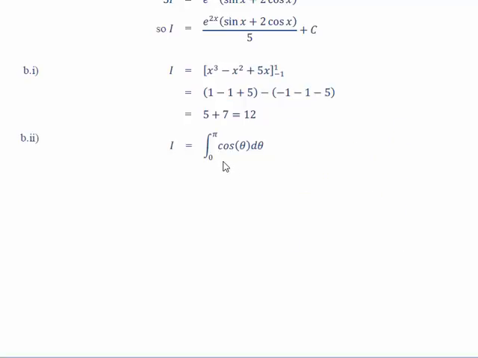So the integral of cos theta from 0 to pi, we're going to do 2 times that from 0 to pi over 2. If you differentiate sine, you get cos, so if you integrate cos, you get sine. The sine of pi over 2 is 1 and the sine of 0 is 0, so we're going to get 2 outside, 1 minus 0, and that's going to give us the answer of 2.